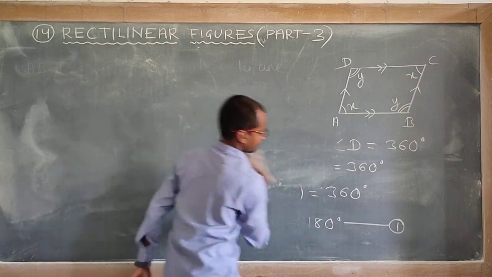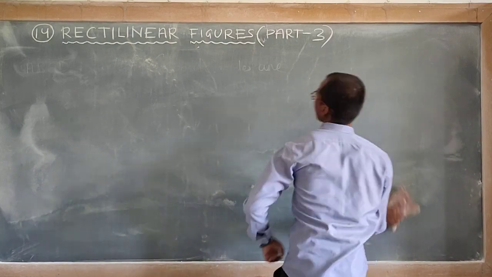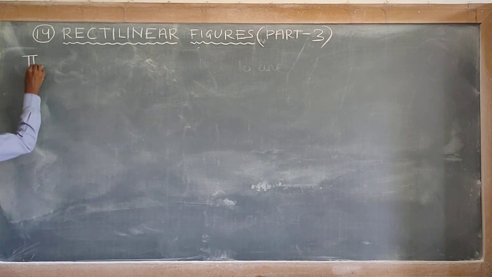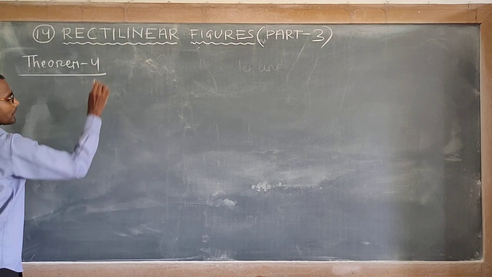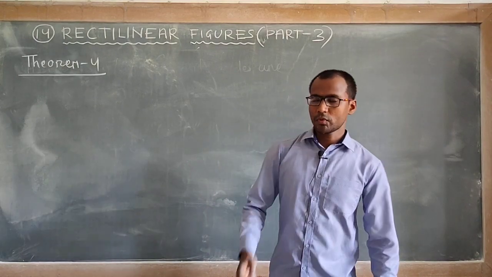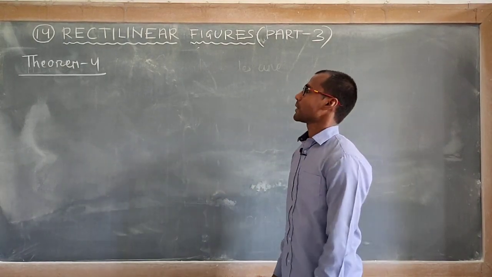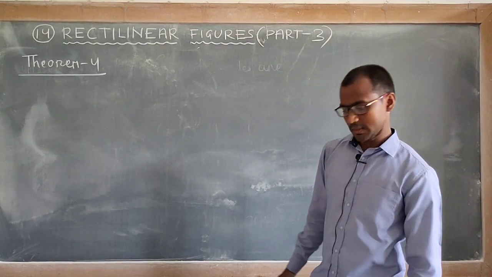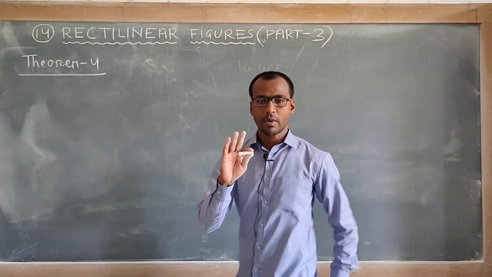Next, there is one more theorem for parallelograms, theorem number 4. The first theorem was based on one pair of opposite sides. The second theorem was based on opposite sides being equal. The third theorem was based on opposite angles. Now we will move to diagonals. This is the last theorem for parallelograms.